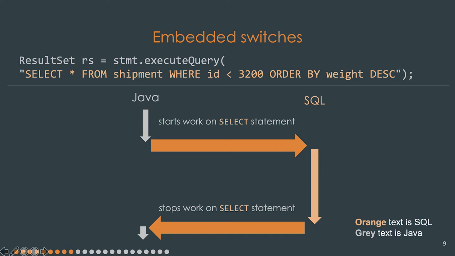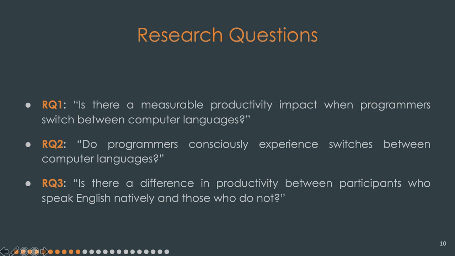I was wondering how this affects people. For this, we set out with three research questions. First, is there a measurable difference in productivity when programmers switch between programming languages? The second was, do people actually consciously experience switches between computer languages? And the third was, is there a difference in productivity between participants who speak English natively and those who don't? That's a secondary question that came up during the look into natural language research. We were interested to give this a shot.